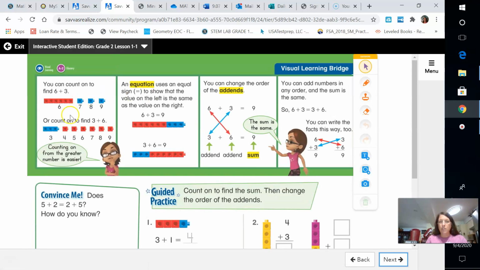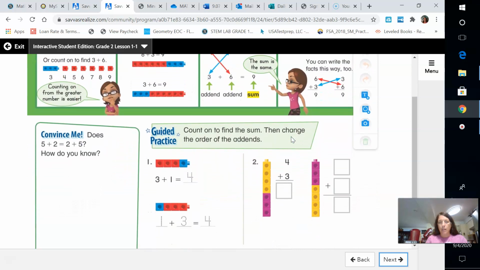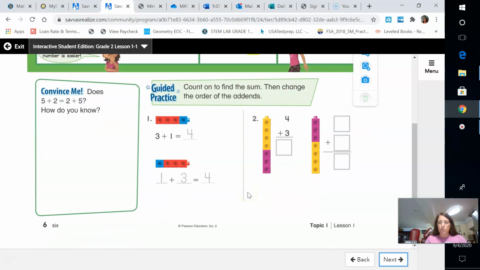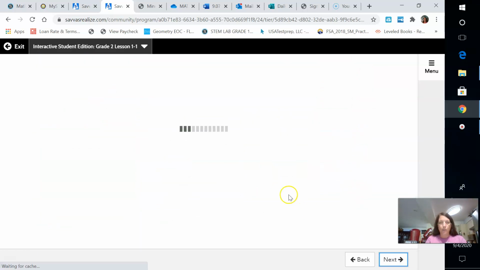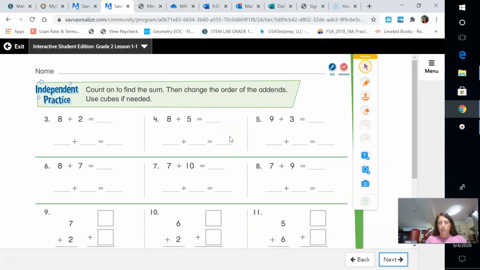On the next page, you'll see it's going over exactly what she taught you in the little video we just watched. Remember, the equal sign means the same as. It wants you to convince me that this is correct, that 5 plus 2 equals 2 plus 5. And it says, how do you know? So tell me how you know it's right. And then you've got some math problems with blocks here to help you figure out what numbers you need to put there. This should be easy peasy for you guys because we did all this in first grade.